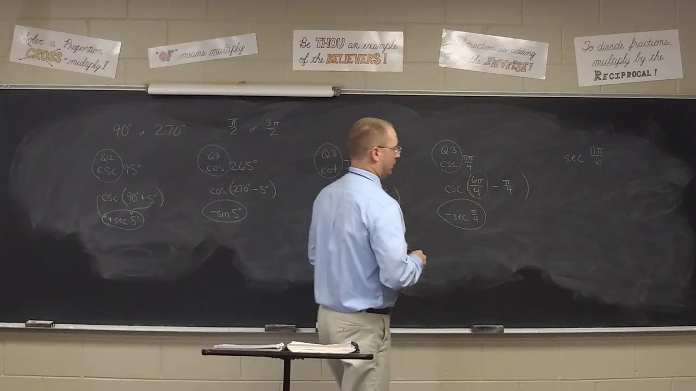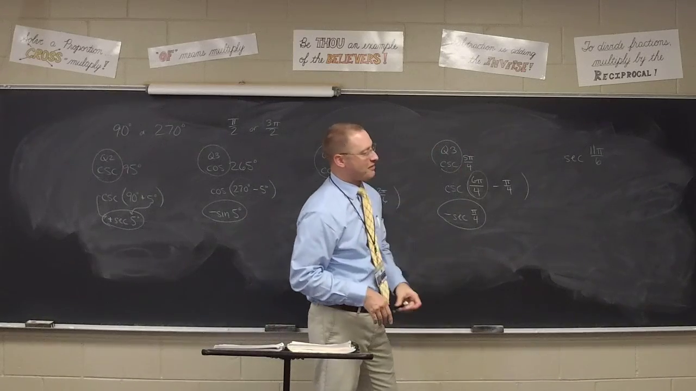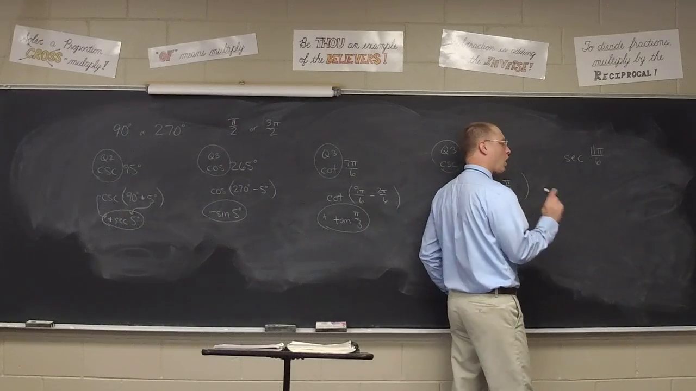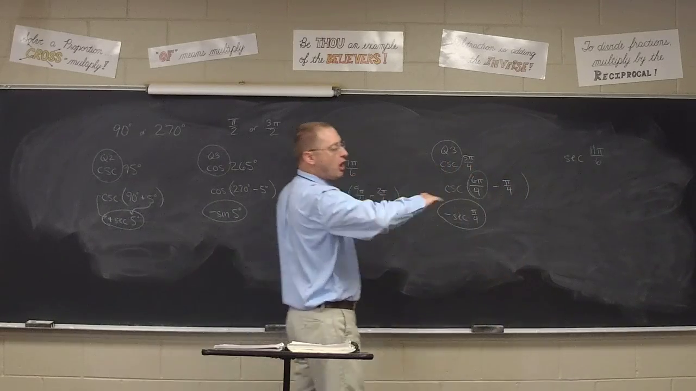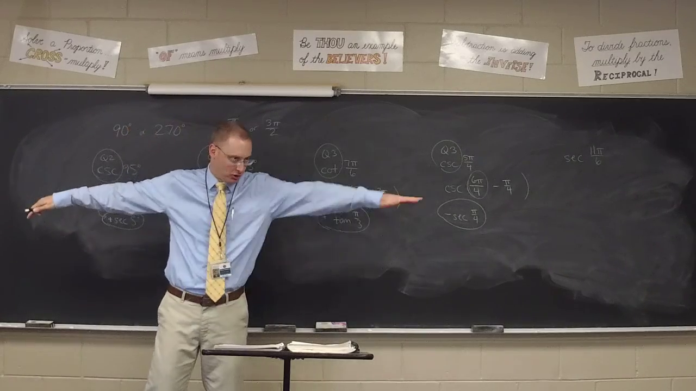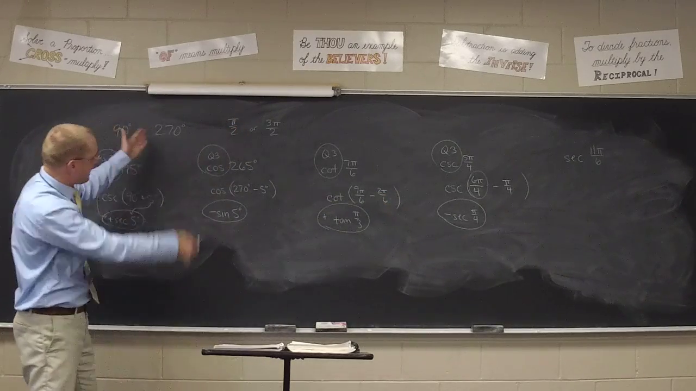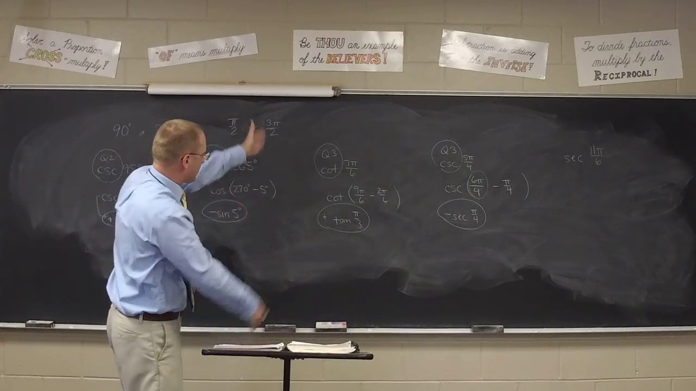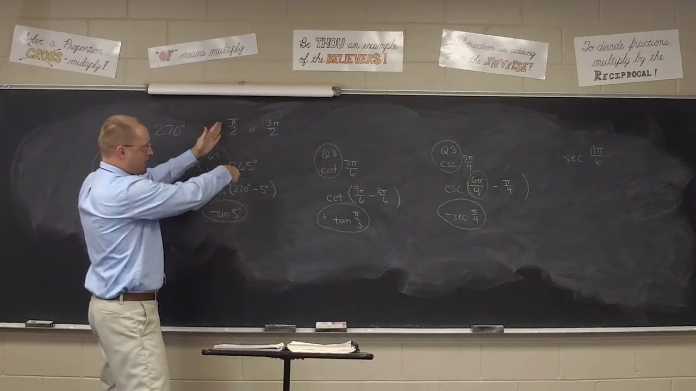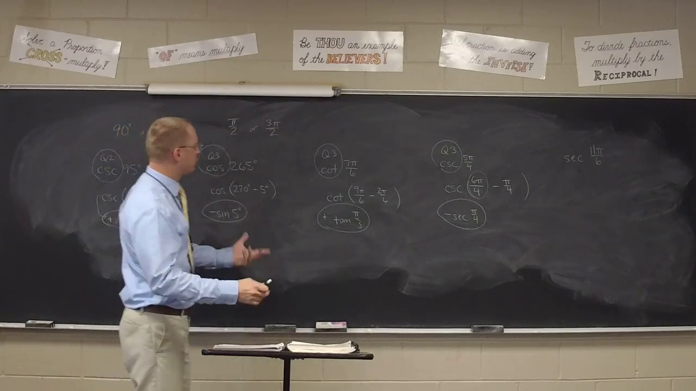13. Lucky number. All right, so we have secant of 11 pi over 6. And it says cofunction. So I can't go off the x-axis. I can't go off 180, 360, I can't go off pi or 2 pi. I've got to go off either 90 or 270, or pi over 2 and 3 pi over 2. Which is it closer to? Pi over 2 or 3 pi over 2? 3 pi over 2.